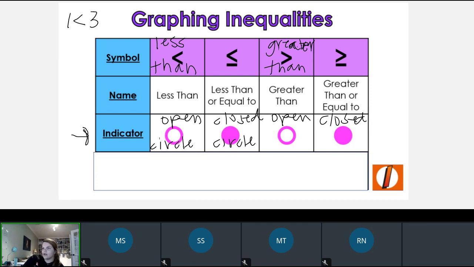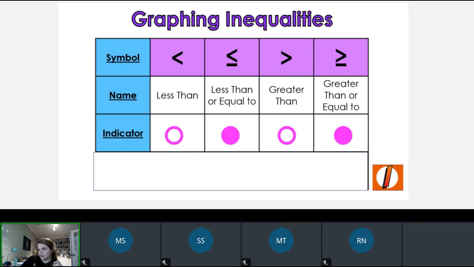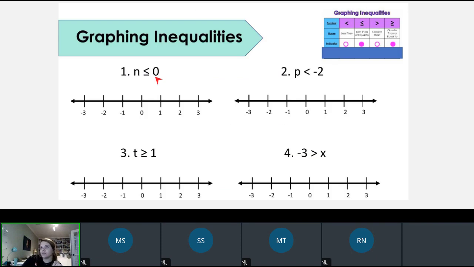So now that I know what I need to use for graphing inequalities, why? Okay, that's a good question. It's closed because it's equal to. So let me show you on this next slide. For number 1, we have n is less than or equal to 0. So what I'm going to do is draw a circle around 0. Actually, let me use a different color. I'm going to use blue. Circle around 0. And because this has the equal to sign underneath, I'm going to color it in.